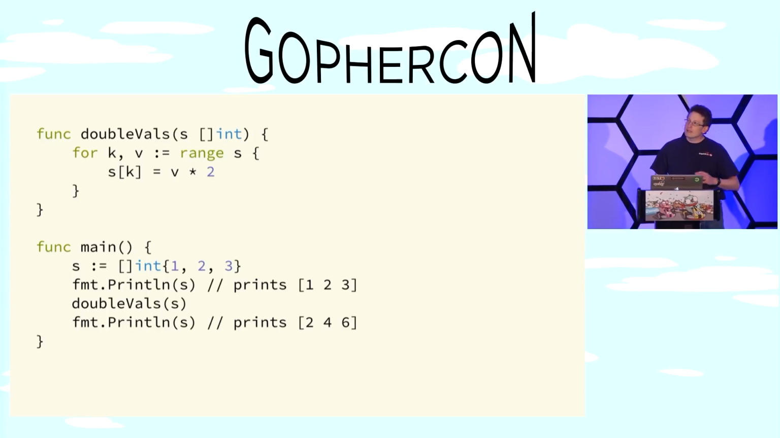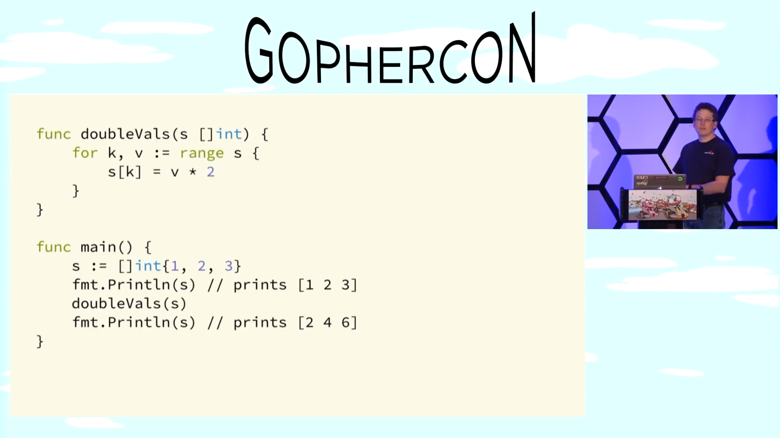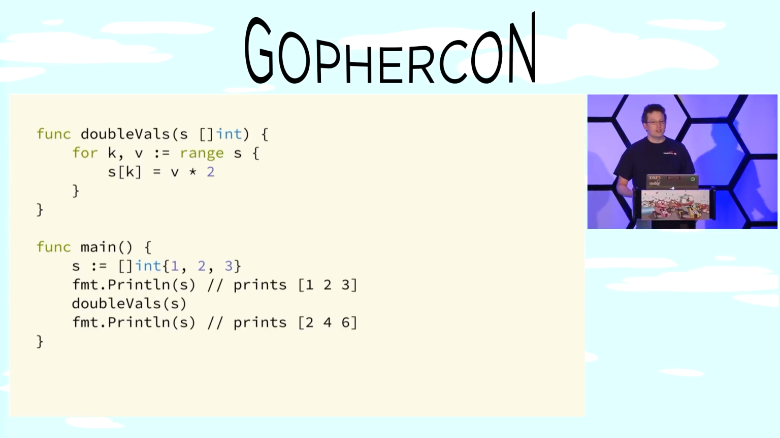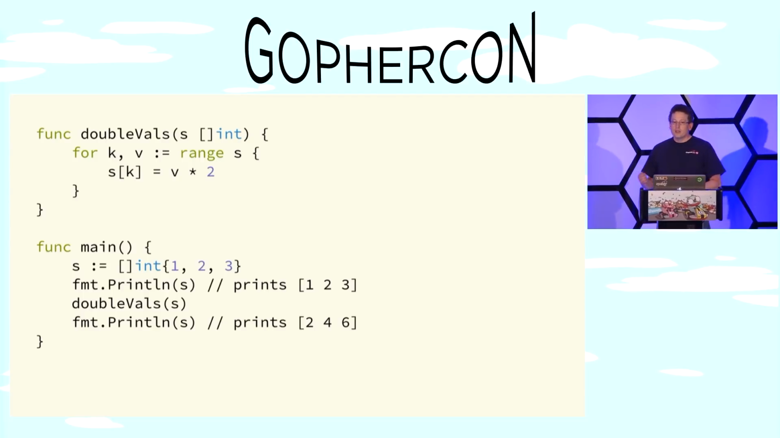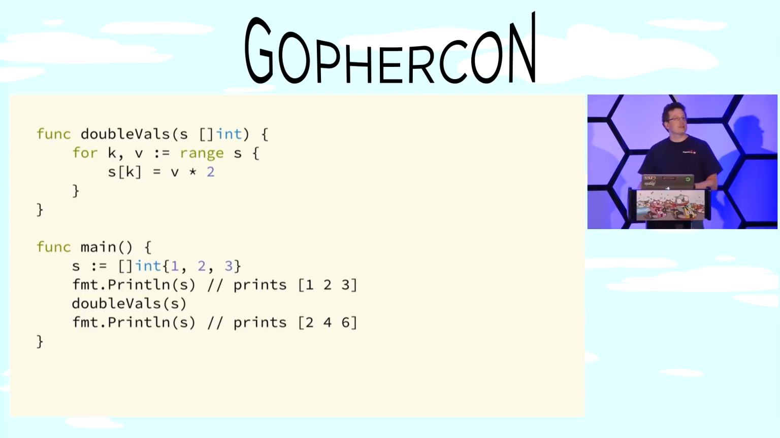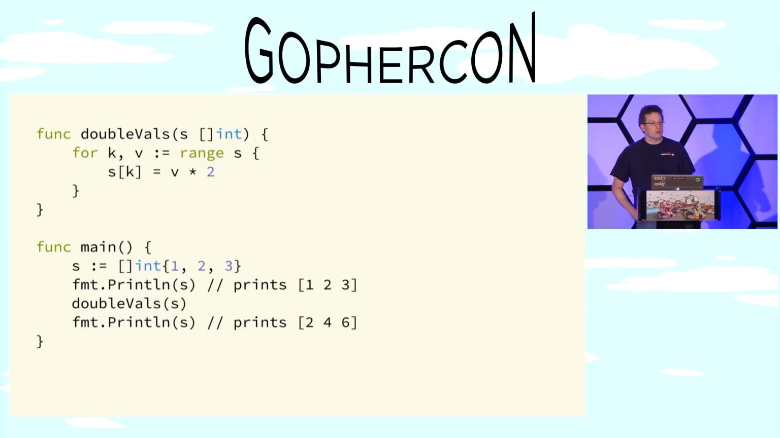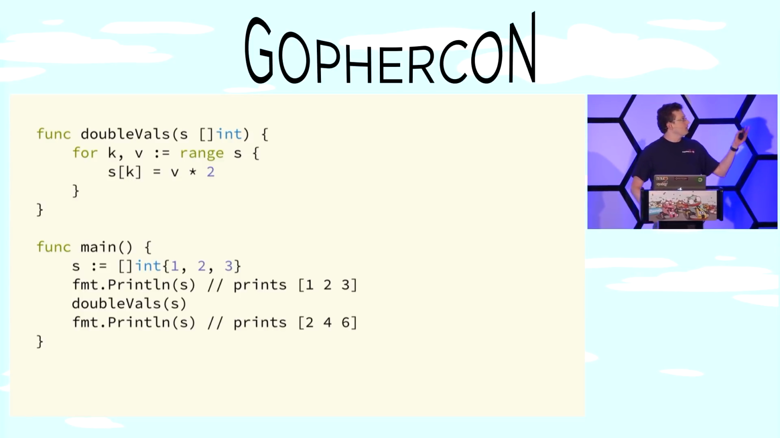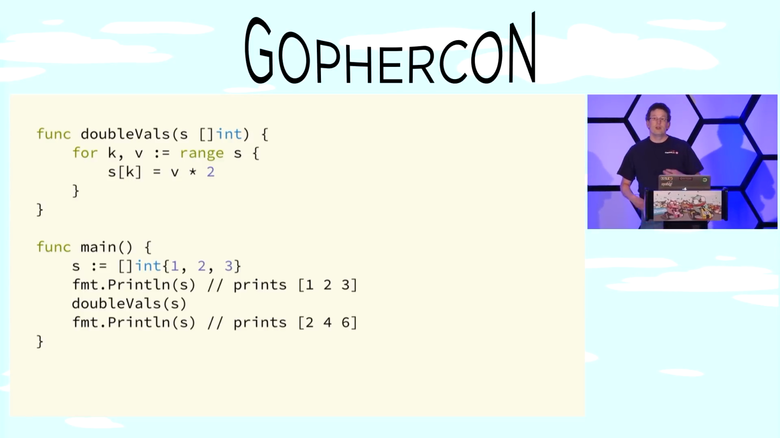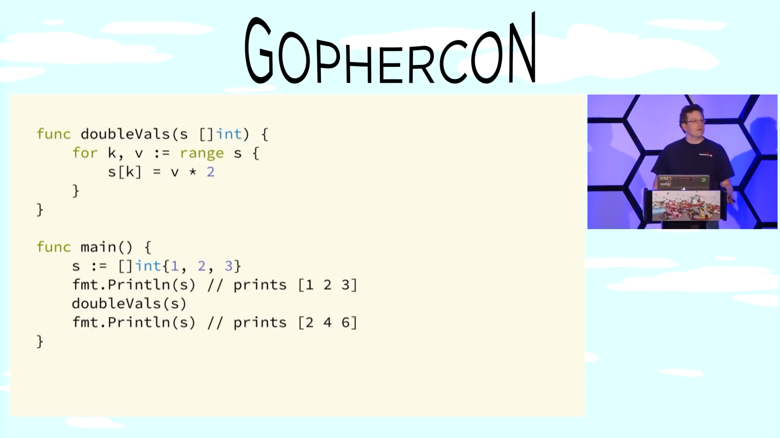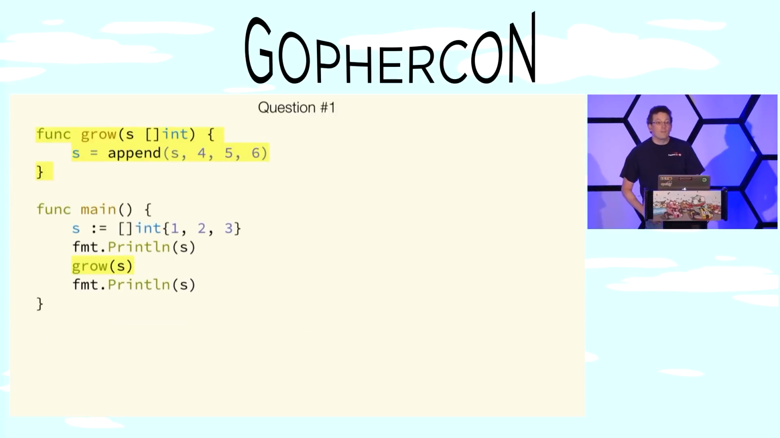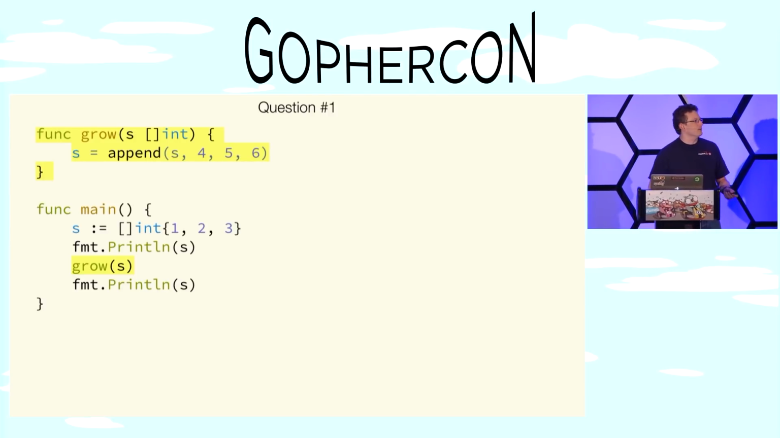One of the first things you learn about slices is that they are a reference type, like a pointer, and you can pass a slice to a function, and you can change the values in a slice. So you can write a function to, say, double the values in a slice, and this code works. When you run it, it'll print out 1, 2, 3, and then it'll call doubleVals and print out 2, 4, 6. So you can pass a slice to a function, and you can change its values. But what happens if you try to grow a slice in a function? What is this code going to do?